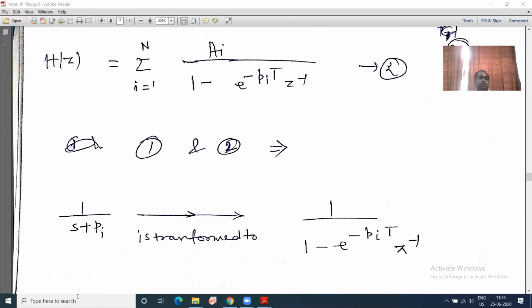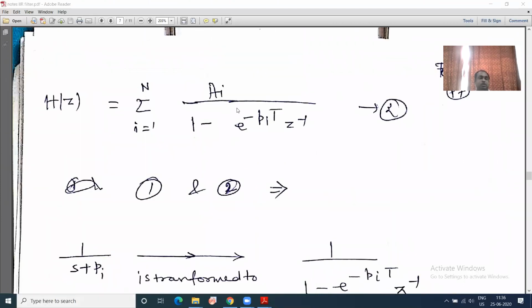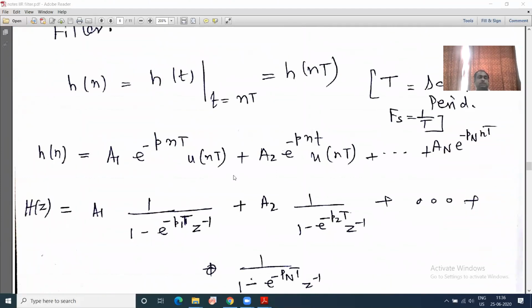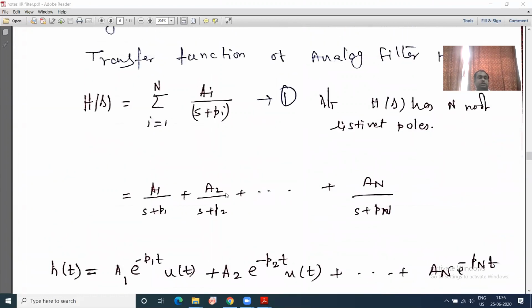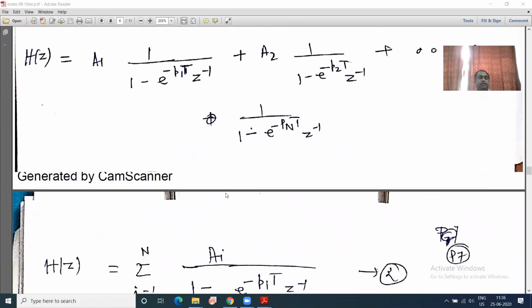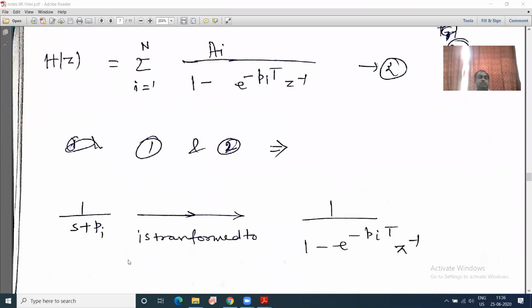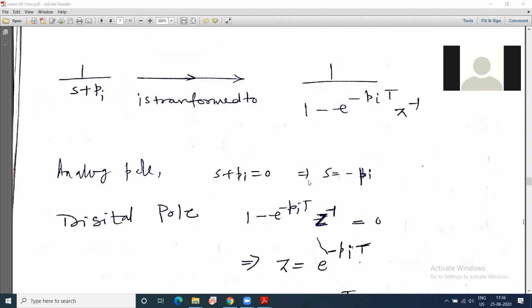Now, what happened if you look at s plus p_i? If you compare 1 and 2, meaning this expression and this expression, then you will get that s plus p_i is transformed into 1 minus e to the power minus p_i T into Z inverse. Okay, is it all right? Yes, sir. Very good. Then for poles, what is there? s plus p_i equal to 0, so s equal to minus p_i.